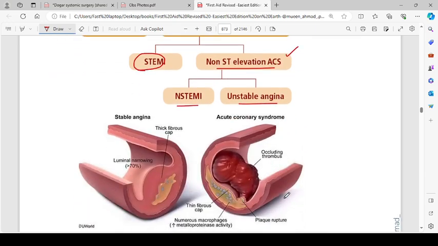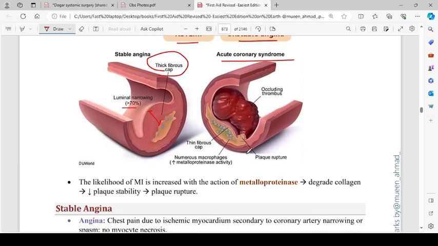So in the stable angina, you can see that although the plaque is occluding more than 70% of the lumen, it still has a very thick fibrous cap, and this fibrous cap has not ruptured. So the only cause of ischemia is the luminal narrowing. But in the case of unstable angina or acute coronary syndrome, although the plaque was very thin, like it was just occluding 30% of the lumen, because of the thin cap it ruptured, and then an occluding thrombus was formed, and that resulted in acute coronary syndrome.